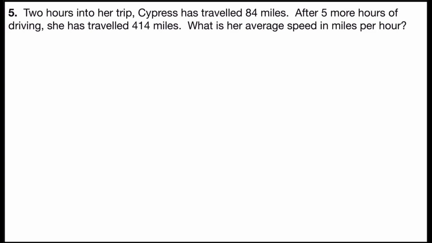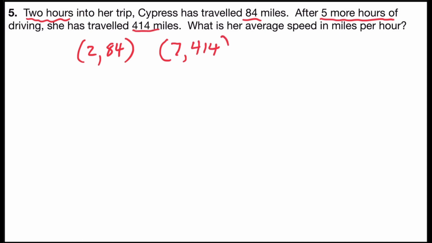So in this question, again, I'm given 2 points. 2 hours into the trip, Cypress has traveled 84 miles, so that's the point (2, 84). And it says after 5 more hours of driving, so 2 plus 5 would give me 7 hours. After 7 hours, she will have traveled 414 miles.